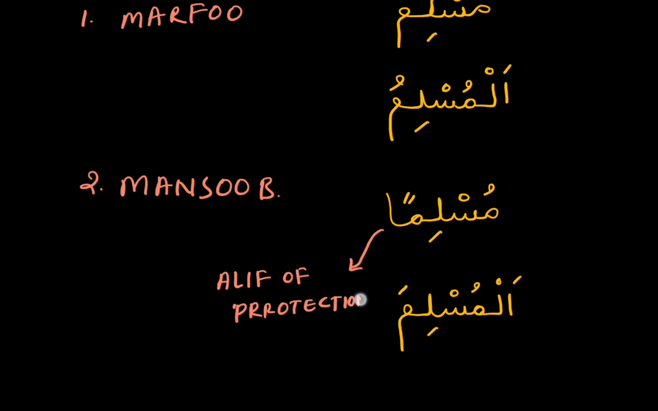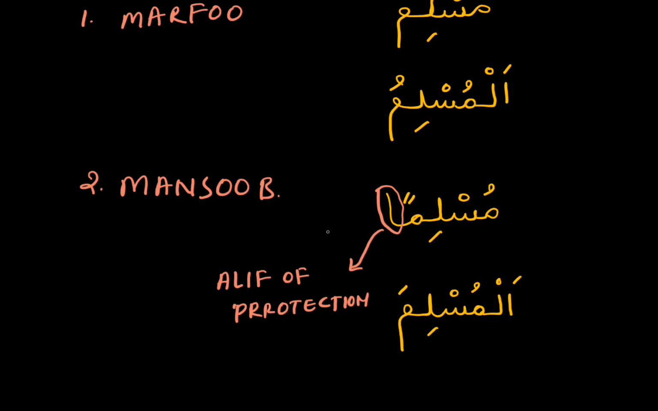Alif of protection. Whenever we write a double fatha at the end of the word, an alif should be added separately along with this letter. That is, with double fatha, one alif should be added. But when alif lam is added, then the double fatha changes to a single fatha and the alif of protection is not added here. So this is the small rule we need to identify, that is, by double fatha or single fatha we can make out the given case.